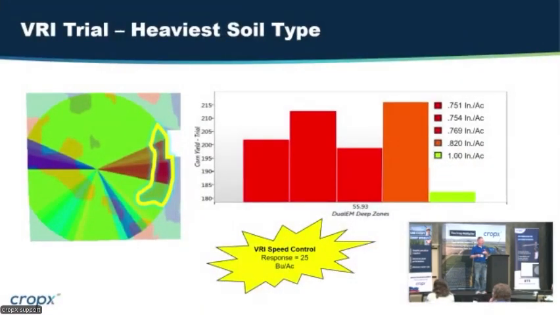Another example in that same field, when we look at the heaviest soil type, by cutting back 1/4 of an inch, we're increasing the yield by another 25 bushel. So again, both those extremes, we're hitting them from both angles.